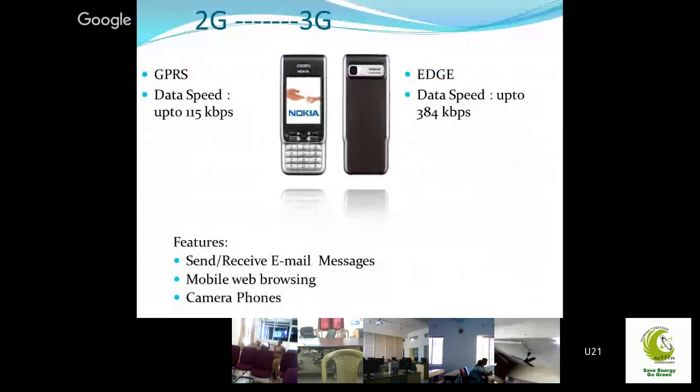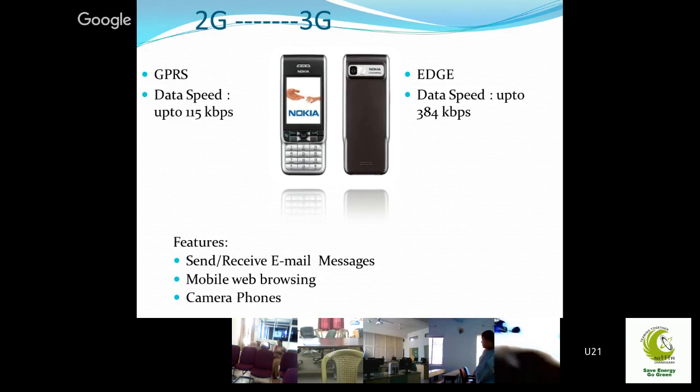So when we are moving towards 3G, there are multiple technologies which were between 2G and 3G. For example, one technology was HSCSD, high speed circuit switched data. Then we saw GPRS, General Packet Radio Service, which was having data speed up to 115 kbps. Then we saw EDGE, enhanced data rates for GSM evolution, and it was able to support the data rate up to 384 kbps.